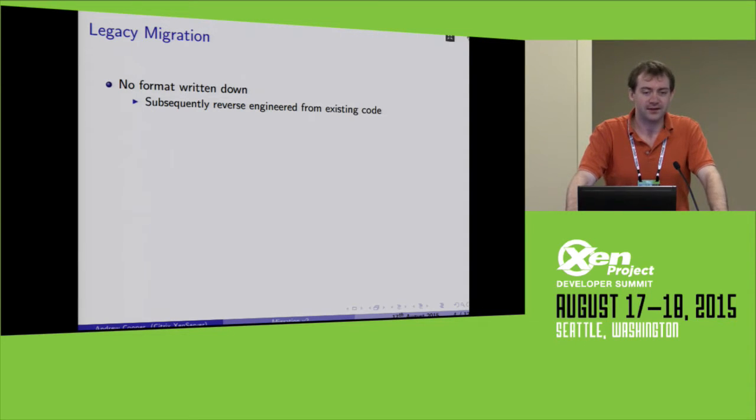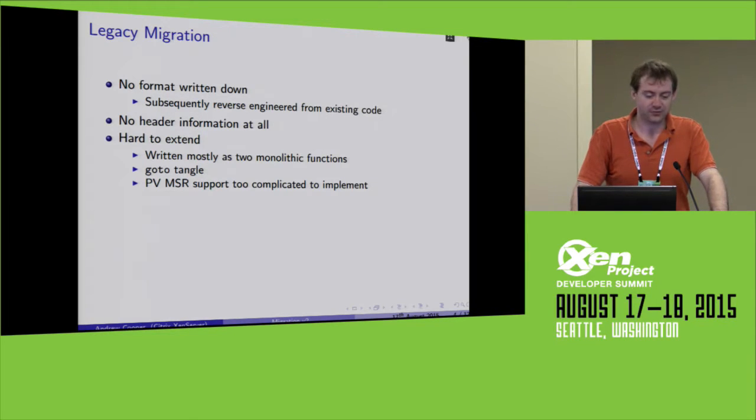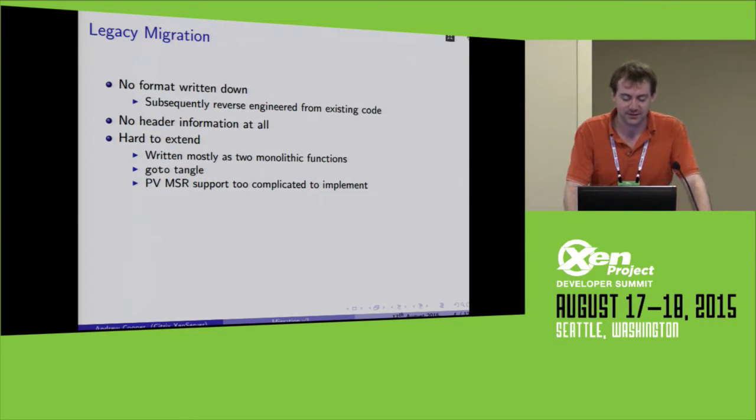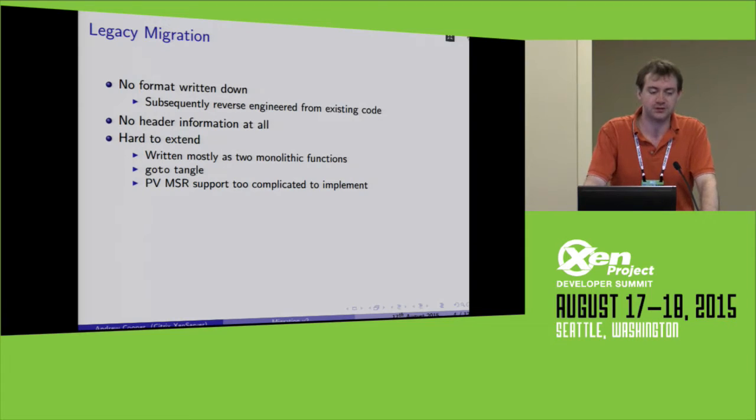There's absolutely nothing written down. Well, there is. It was reverse engineered from the code about 7 years later. There is literally no header information at all. The first item of information in the migration stream was that P2M size, which is the size of the virtual machine. It was a little bit tricky to edit. I think more bug fixes to it had to have a further bug fix on top of them than the first way around. It was two huge functions with a mess of goto statements in it.